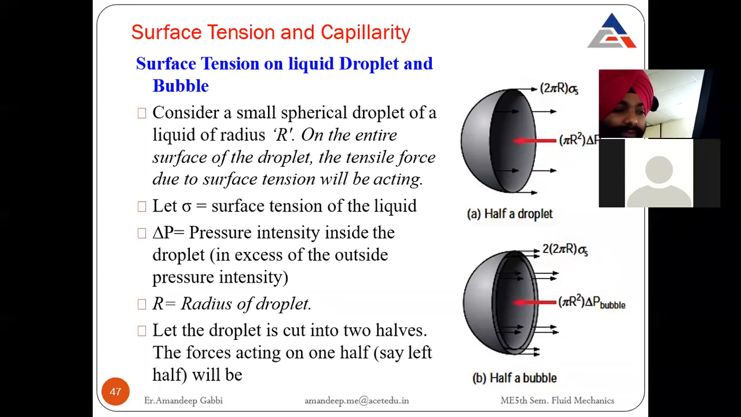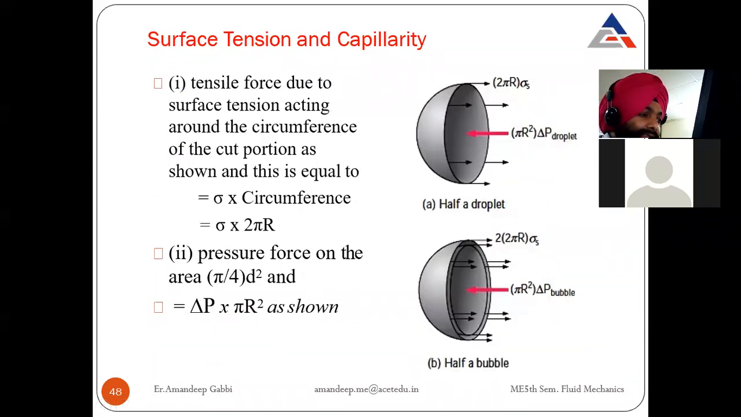So there will be two circumferences, twice 2 pi r into sigma s, and the inner pressure is pi r squared delta p, the pressure inside the bubble, and these two should be equal. From this equation, the tensile force for water bubbles should be multiplied by 2 because of two surfaces. It will become 4 sigma pi r. And similarly, this pi r squared into delta p is the pressure inside.